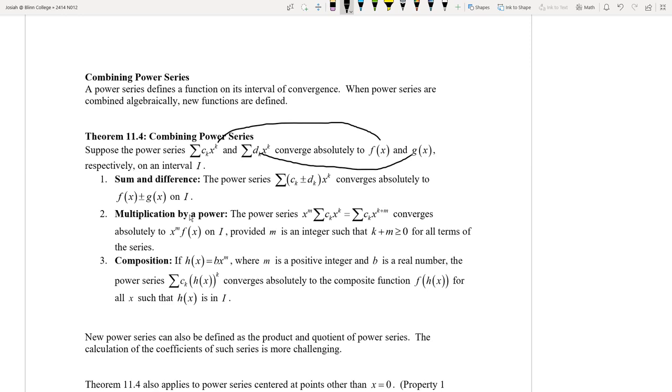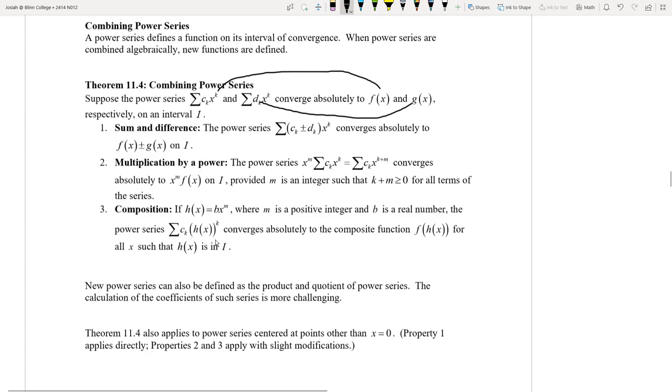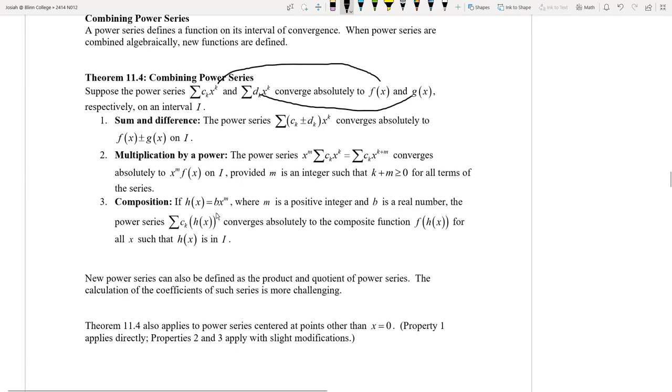We also have composition, but it's a bit weaker. There's not a whole lot more that we can say. We can't say the usual composition, in fact. So our inner function has to look like a constant times x to a power. And moreover, it has to be a positive integer power. So we can actually plug that into our power series, and it's the same as finding f of h of x on I.